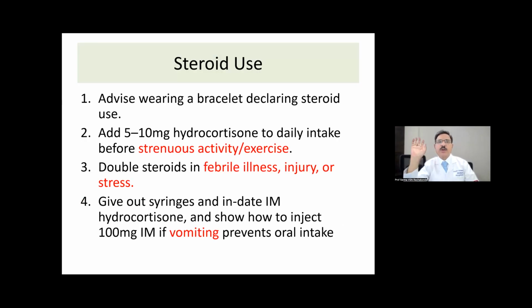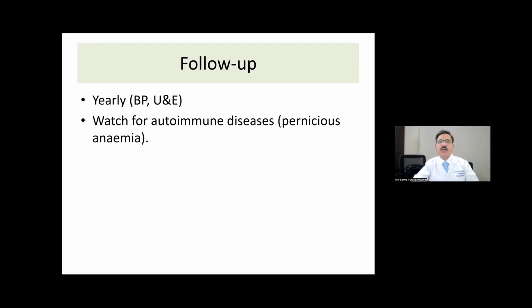This is very important. Steroid use: advise wearing a bracelet declaring steroids. Already told, add 5 to 10 milligrams of hydrocortisone to the daily intake for strenuous activity or exercise. Double the steroids, and then give out syringes as already discussed. Follow-up: how frequently do I follow this? Every year: blood pressure, imaging, all blood tests, and electrolytes are done.